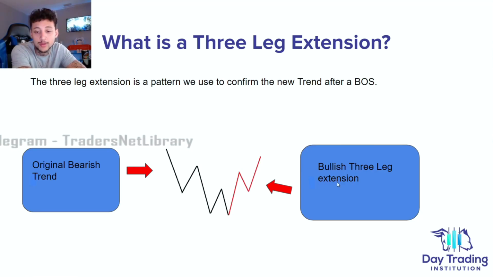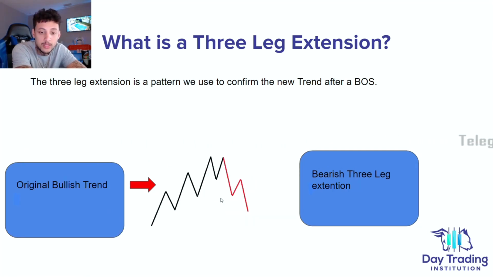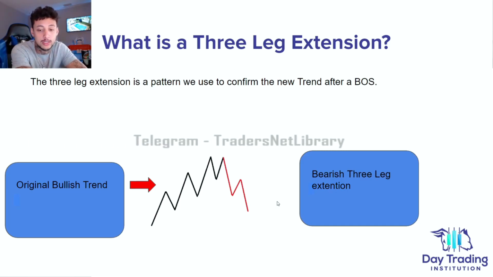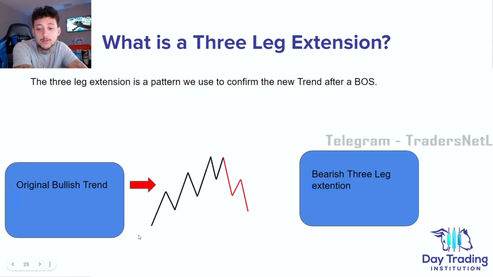So here is a bullish three-leg extension. What is in red is going to be the bullish three-leg extension, and what is in black is going to be the bearish trend that broke. Now let's take a look at the three-leg extension for a bearish condition, right? So this is going to be the three-leg extension for the break of a bullish trend.